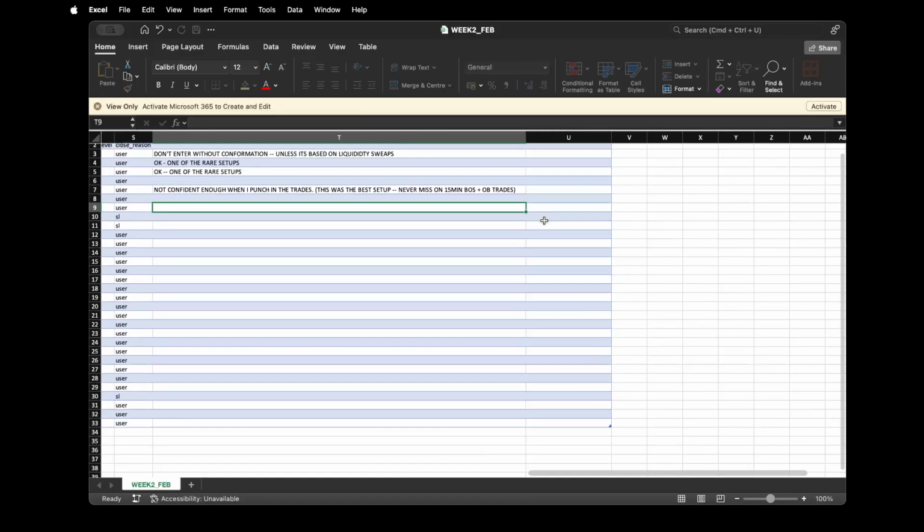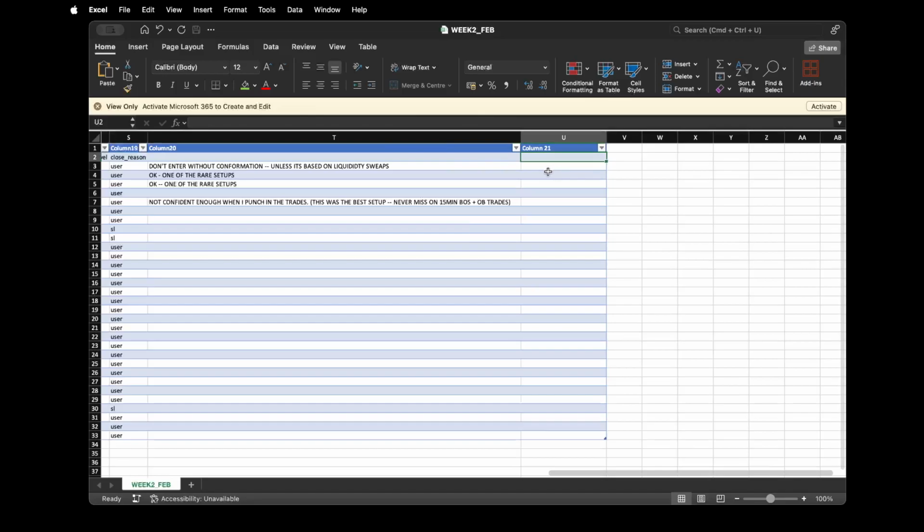One of the rare setups. So once you enter the trade, keep the best logical SL. I would say once you enter the trade, keep the best logical SL.